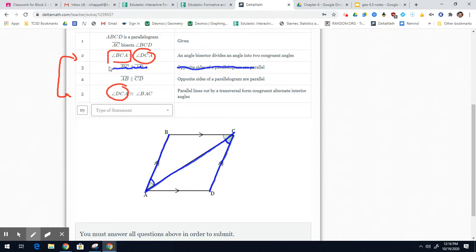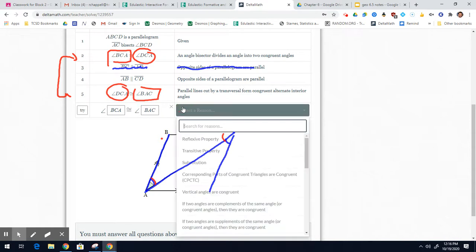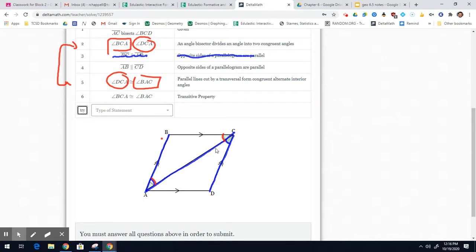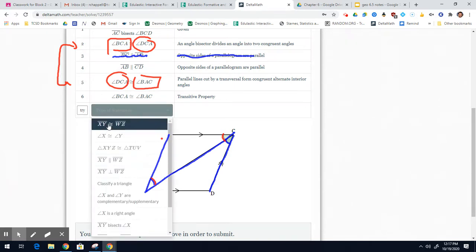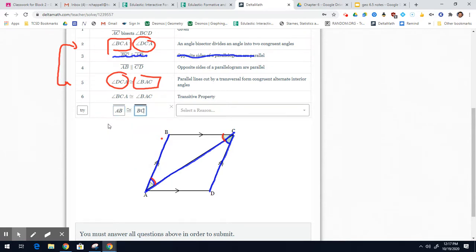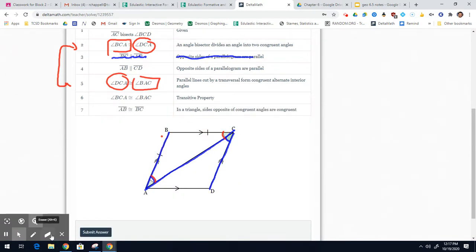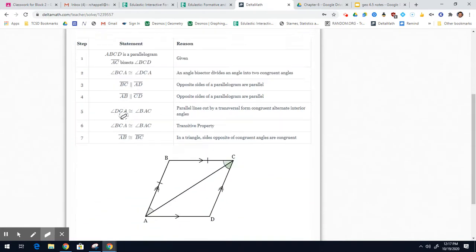That means that angle BCA and angle BAC are congruent. Those are the two angles in that top left triangle. So that's my next statement: angle BCA is congruent to angle BAC, by the transitive property, as we transition through DCA. If those two angles are congruent, then triangle BAC is isosceles, and those opposite sides, which are AB and BC, are congruent. In a triangle, sides opposite of congruent angles are congruent. And there we go. This is exactly what I want to prove, and I'm good to go.